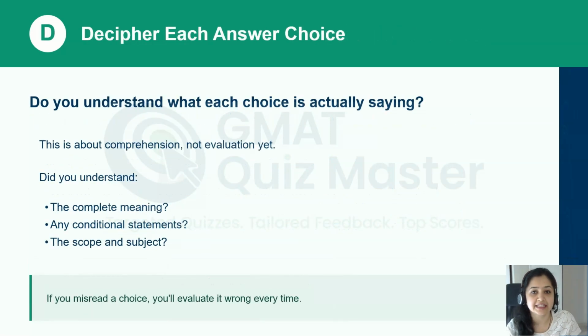D stands for Decipher each answer choice. Did you understand each choice correctly? Please notice that this is about comprehension, the meaning that the choice conveys, not about evaluating the choice. So ask yourself, did you understand the complete meaning, any conditional statements, the scope, and the subject? Did you understand everything? Because unless you read and understand the choice properly, you will not be able to evaluate it.